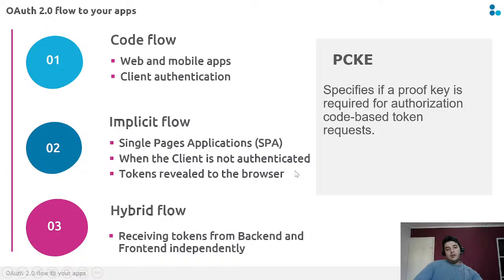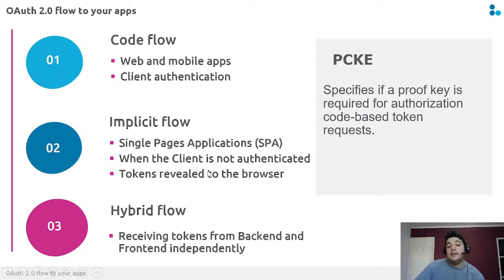Now we will talk a little bit about the code flows. These code flows are related to the kind of our applications. For example, if we develop web and mobile apps with client authentication, we can use the code flow. If we are using a single page application such as Blazor or Angular, where the client will not be authenticated and the tokens will be revealed to the browser, we can use the implicit flow.